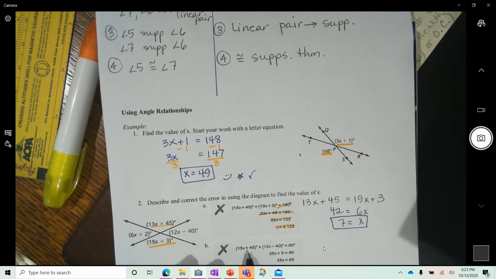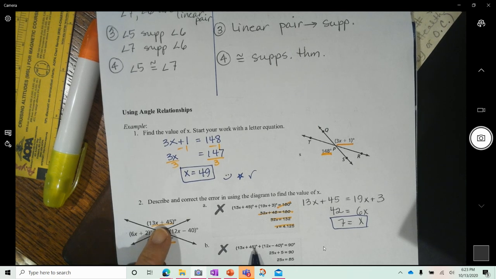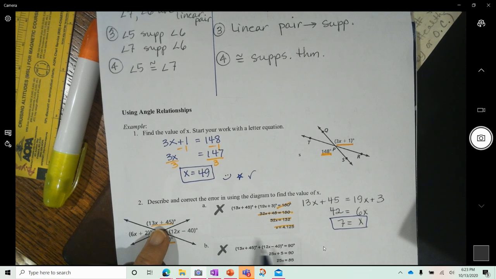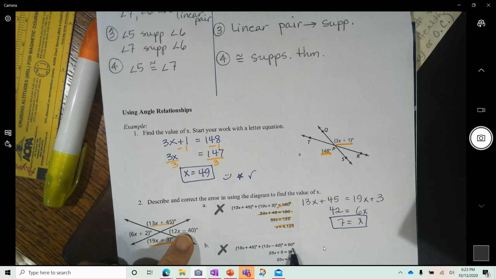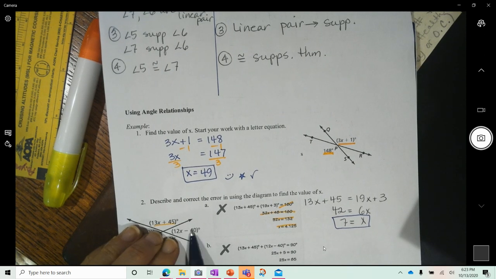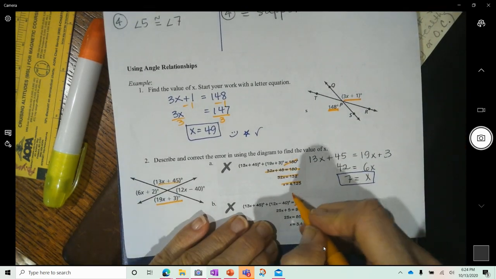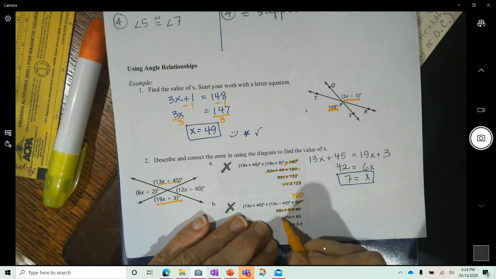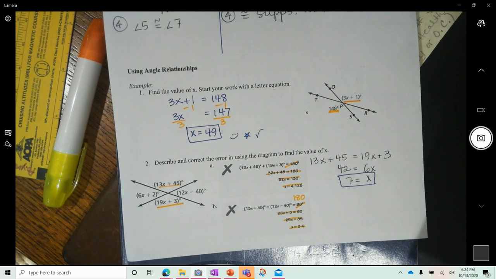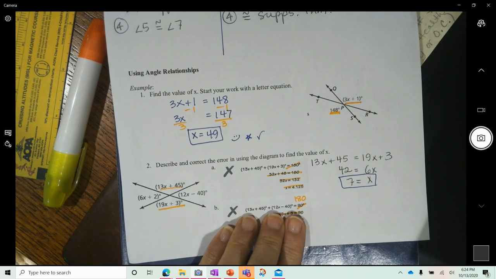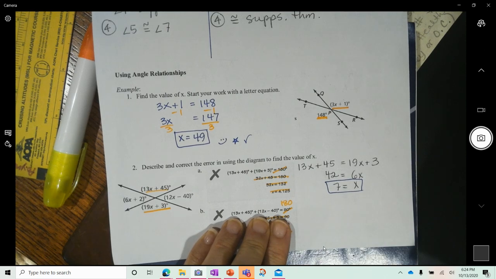Okay, for B, 13x plus 45 is here, plus 12x minus 40, which is here, equals 90 degrees. So you should see that this plus this is not 90. The error here, of course, is that it's equal to 180. So all that goes away, and you can just go straight from here to the work over here.